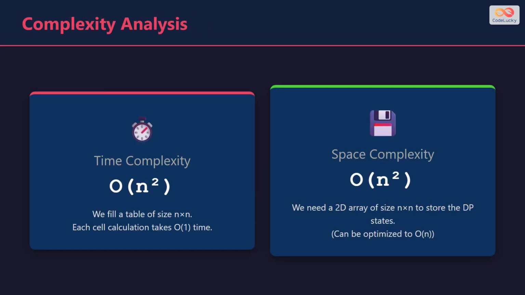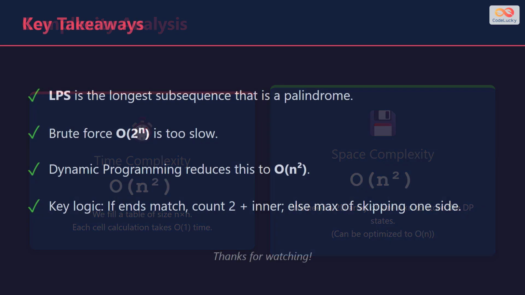Let's analyze the efficiency. The time complexity is big O of n squared because we are filling a table of size n squared, and each cell takes constant time to compute. The space complexity is also big O of n squared to store the table. Note that space can be optimized to big O of n since we only need the previous row's data, but for clarity, the standard solution uses a 2D array.